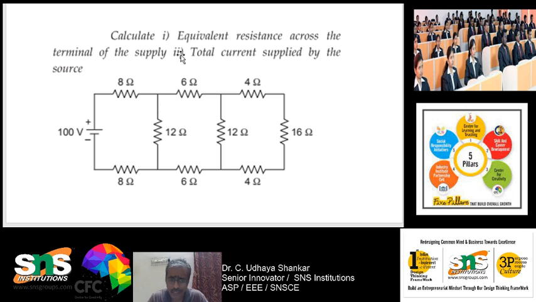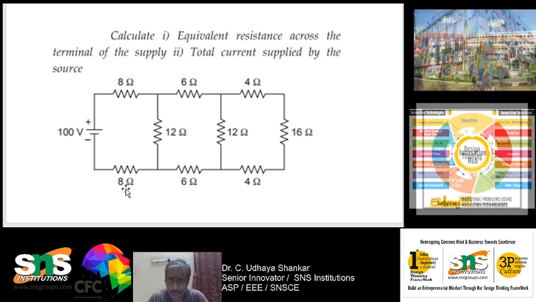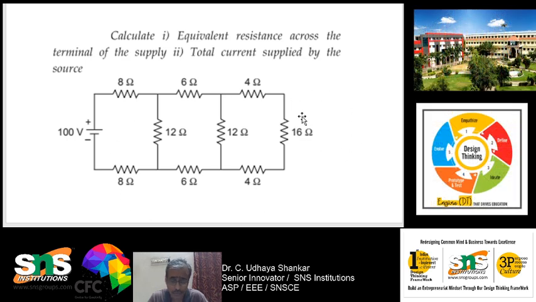Okay, so here also the question asks us to calculate the equivalent resistance across the terminals of the supply and the total current that has been supplied by the source. Only if we calculate the total resistance, then we can calculate the total current. So how to calculate the equivalent resistance of this? It's very simple, isn't it? If you are really clear with the previous two examples, I am sure this is very simple for you.